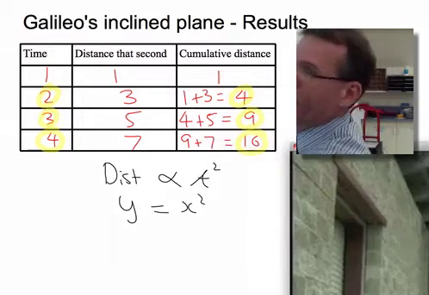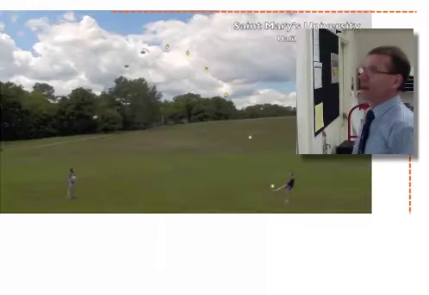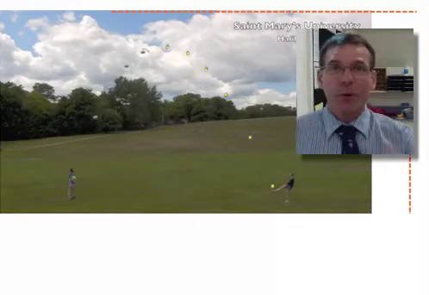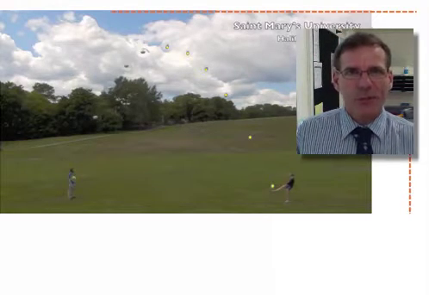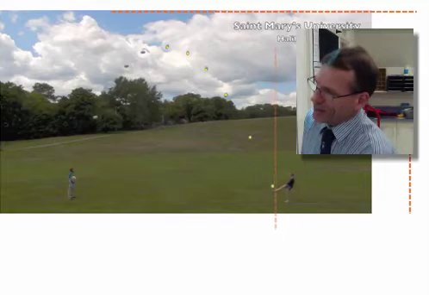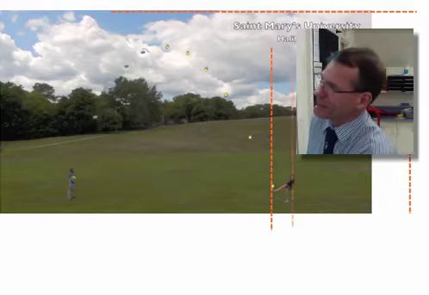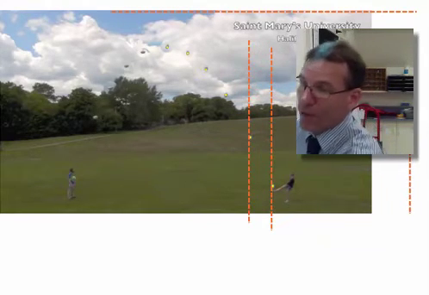Okay, so let's just have a look at a frame out of that video so we can analyse it, because what we're going to see is the second genius that Galileo brought to his analysis of projectile motion. And that is that the horizontal motion is completely independent of the vertical motion.